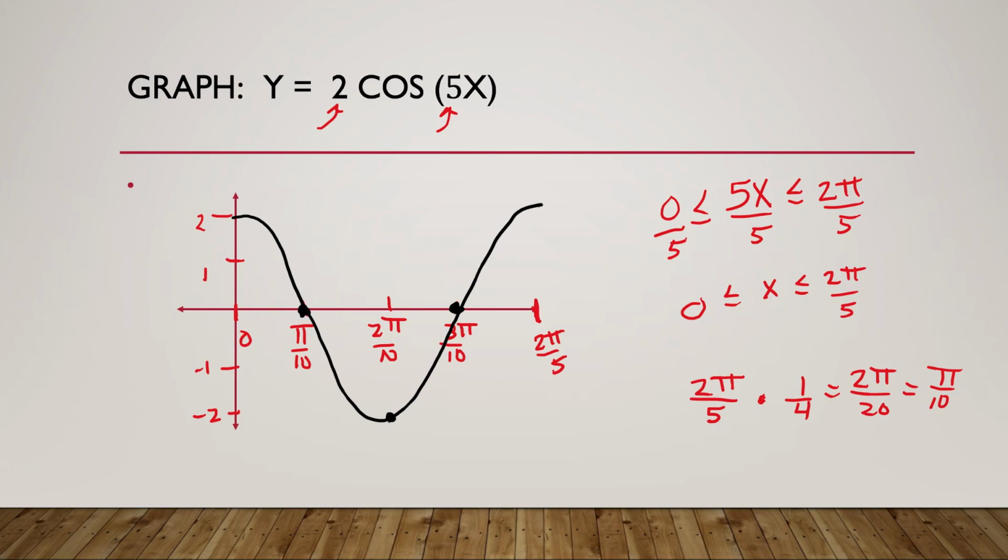All right, so on this graph, if I were to ask you for the period, you would tell me 2 pi over 5. And if I ask you for the amplitude, you are going to tell me 2, because that is the distance from the x-axis to either the top or the bottom of the graph.